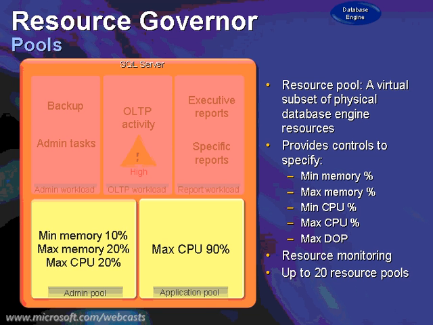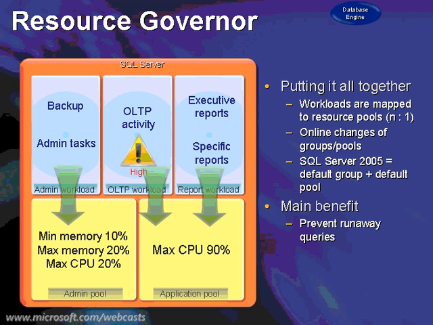Now, the second aspect is to go ahead and classify your workloads. Remember the differentiation of the workloads that we have. Once you have done this, you can assign the different workloads that you came up with to the different pools. In this example on the slide, I've taken the admin workload and assigned it against the resources in the admin pool. And I've taken both the OLTP workload and the reporting workload and assigned them to the application pool resources.